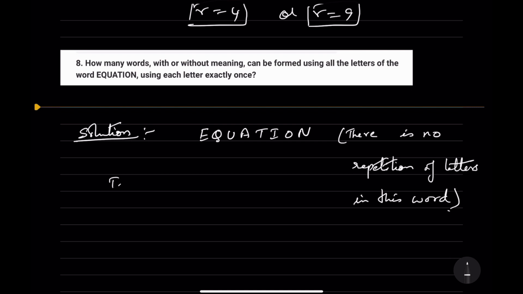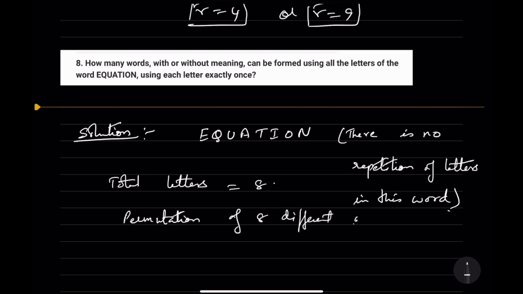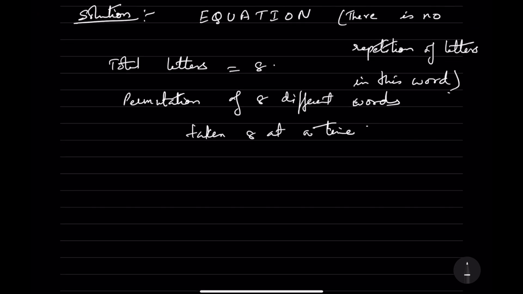So now here total number of letters is equal to how much? Total letters is equal to 8. So what is the permutation of 8 different objects which we can form over here? We'll see. Of 8 different words taken 8 at a time. So now we are having here n is equal to 8, r is equal to 8. So how many can be formed over here?